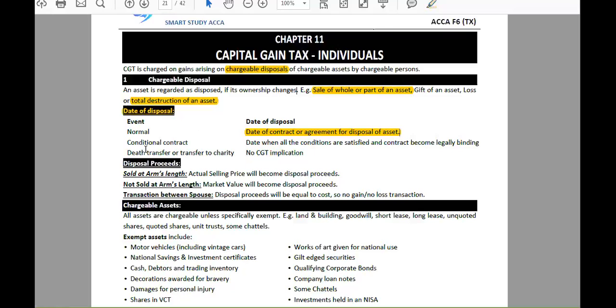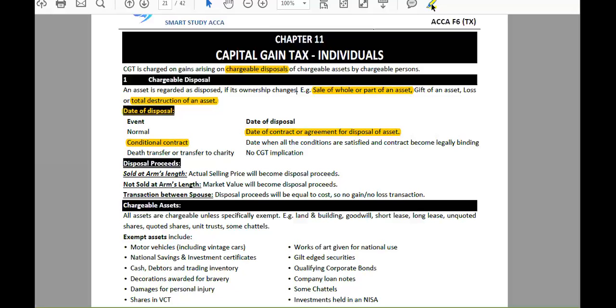But there are a few contracts which are called contingent contracts. Contingent contracts are contracts which depend upon certain conditions to become legally binding. For example, I'm saying I will sell a building if the profit of my business is 1 million in the current year. If the profit of my business is 1 million for the current year, only then I will sell a building.